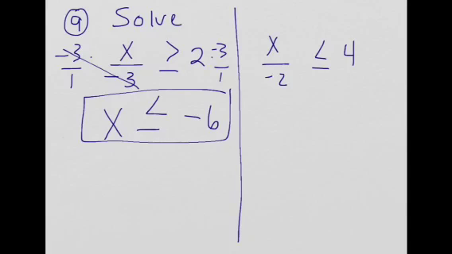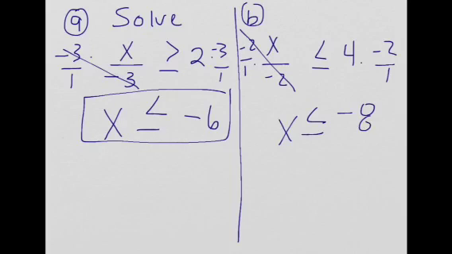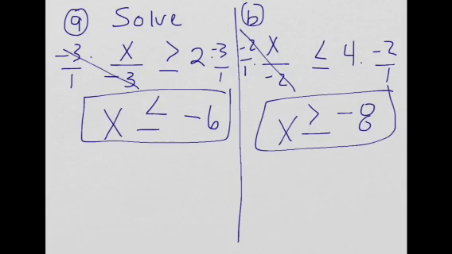The second one over here, which will make b, again, what math operation is it? It's division. The opposite of division is multiplication. So we're going to multiply both sides by -2. That's going to cancel out. X is greater than or equal to -8. But of course, the minus men are going to flip the sign, and so that's going to be x is greater than or equal to -8.